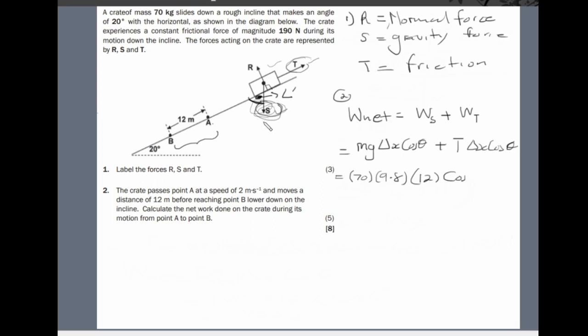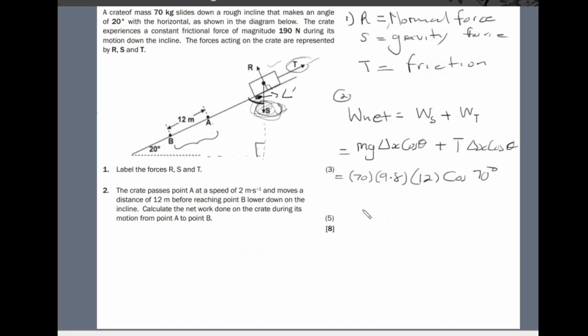So to get the magnitude of this angle, we formulate a triangle, and this angle is 90. So this angle here will be 180 minus 90 minus 20, which is 70 degrees. So the angle between the force of gravity and the displacement is 70 degrees, so there you say cos 70.